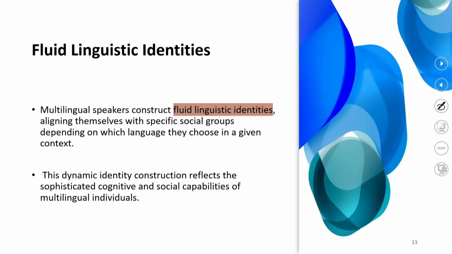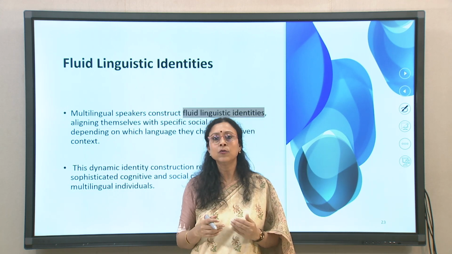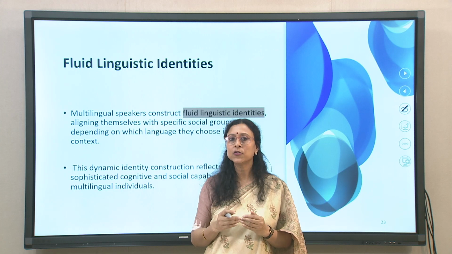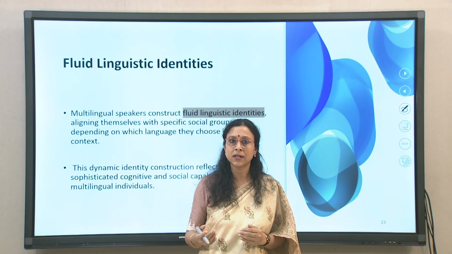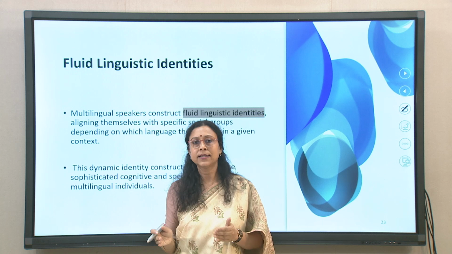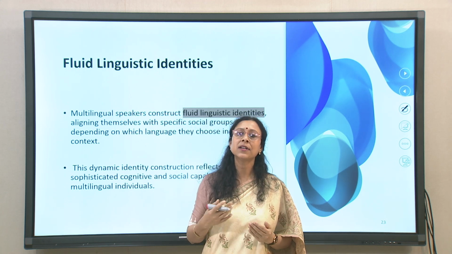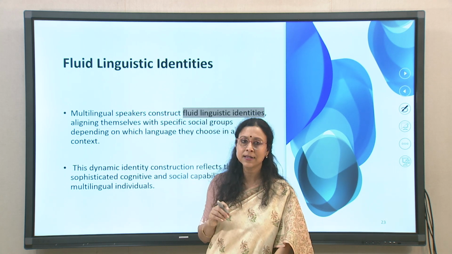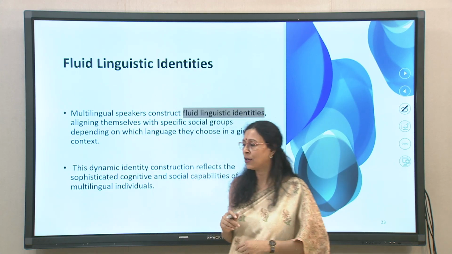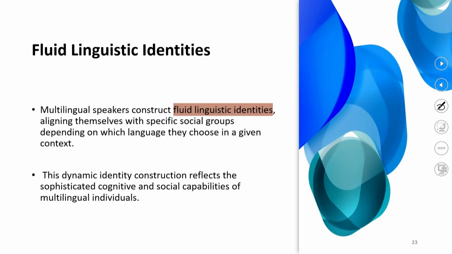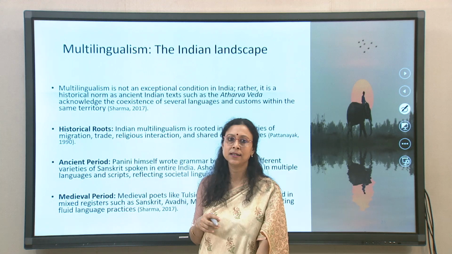In the Indian scenario, people are bilingual in their native language, not just in English, but also native languages. So, Bengali, Assamese, Tamil, Telugu, Malayalam, like this. And those people who speak these 2 languages are often also bicultural; they have lived in those different cultural settings. As a result, the linguistic identities can be fluid in the Indian scenario. This is another domain that is now being studied. The dynamic identity construction reflects the sophisticated cognitive and social capabilities of multilingual individuals, specifically in the case of societies like that of India.